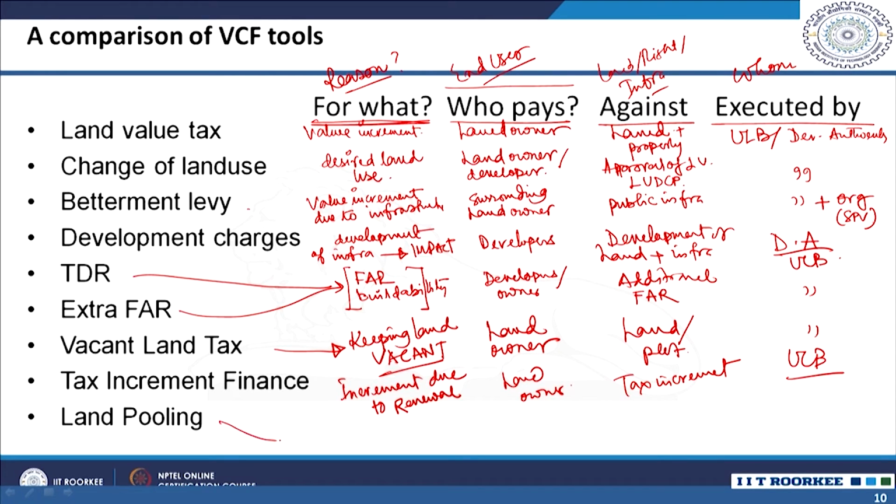Land pooling is basically the enhancement of value of the land. Here it is paid by landowner against the land plus infrastructure, and it can be executed by urban local bodies. In some cases it is also the development authority.